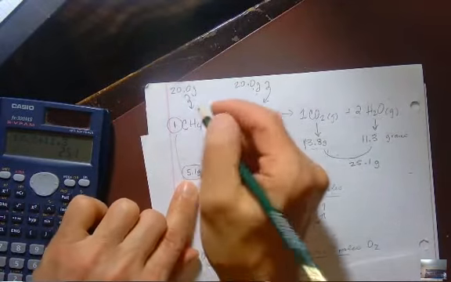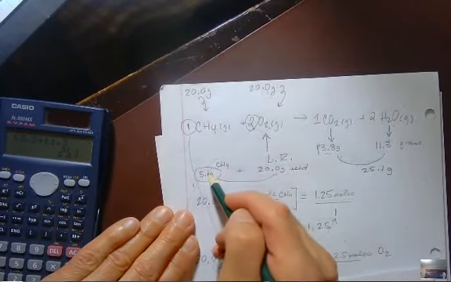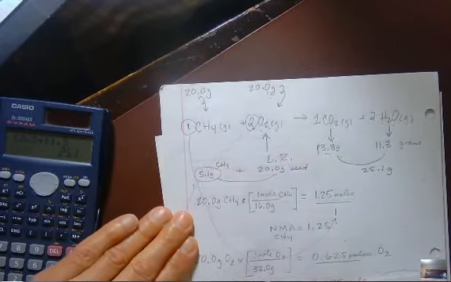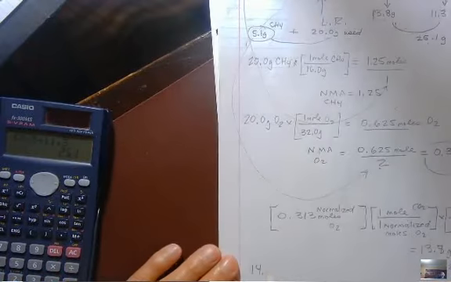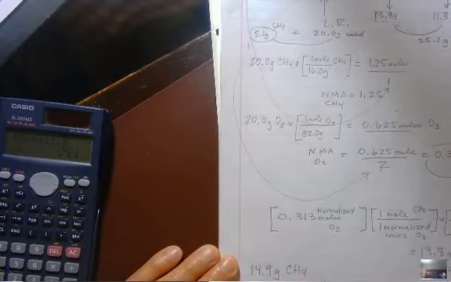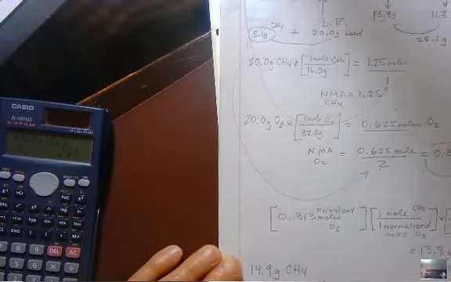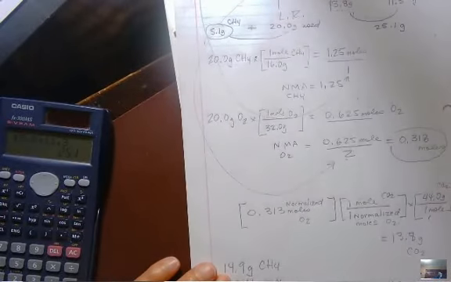If this is true, right, out of my 20, how much would be left in the pile at the end? Well, there would be 14.9 left over. 14.9 grams of methane left over. I don't use very much of it at all. Okay, so I really ran out of oxygen way early in the process. Okay, well, let's just double check that.